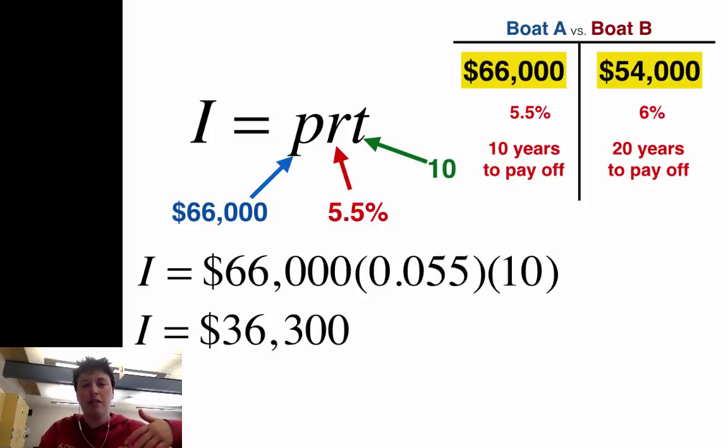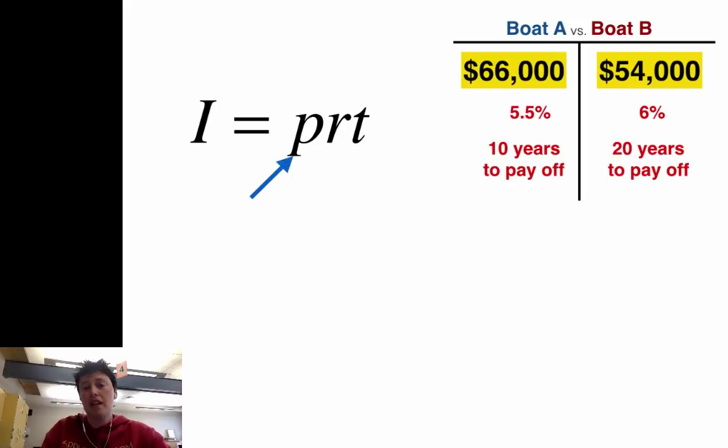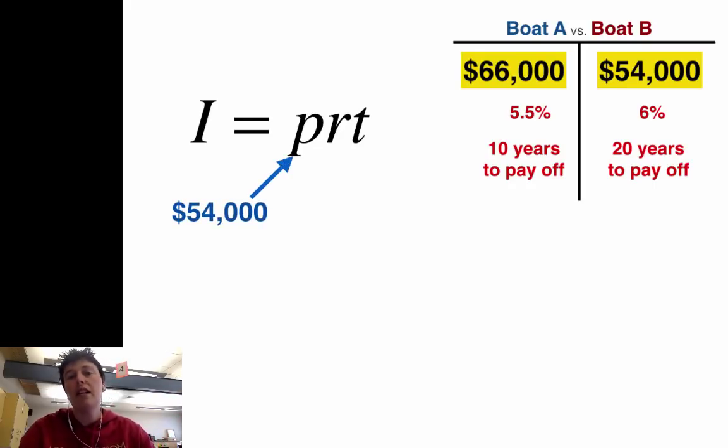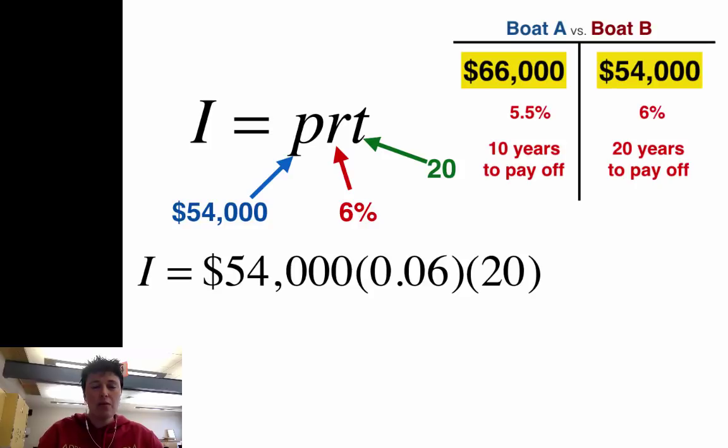So that's boat A. Let's do boat B and see what I'm going to pay the bank for that one. So B is a little cheaper. Its principal P is $54,000. So this boat is a little less money. The rate's a tiny bit higher. It's 6% instead of 5.5%. Okay. And I get much longer. I get 20 years to make my payments. So I'm in a little bit less of a rush, 20 years instead of 10. Let's do the math on this one. So I equals $54,000 times my 6%, which is 0.06, and then times my 20.